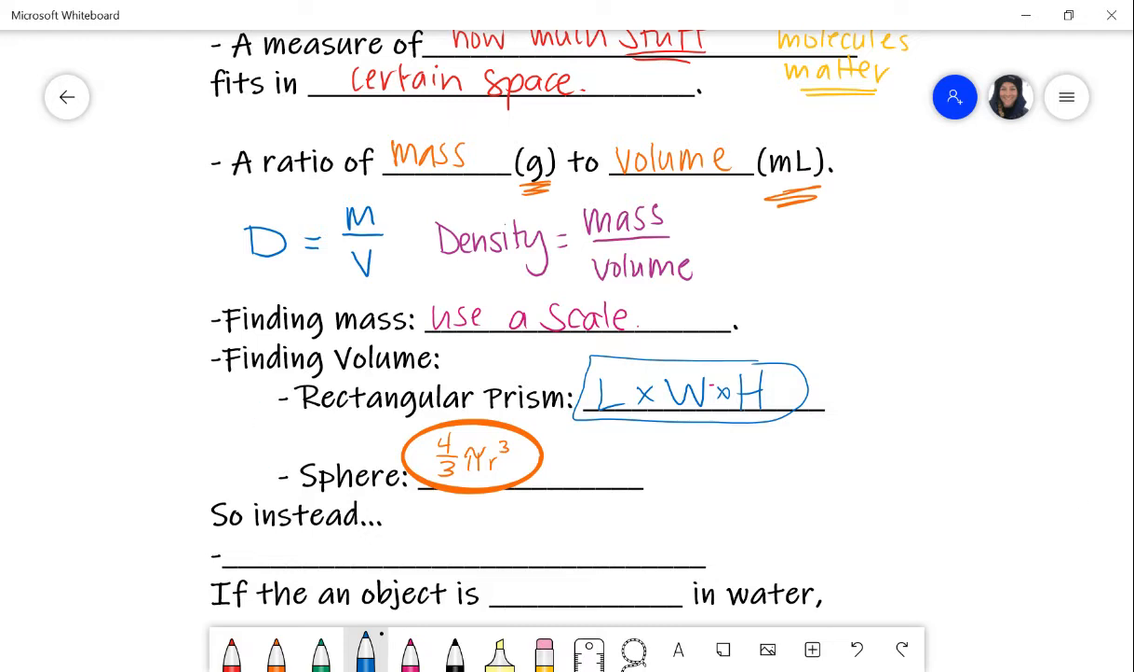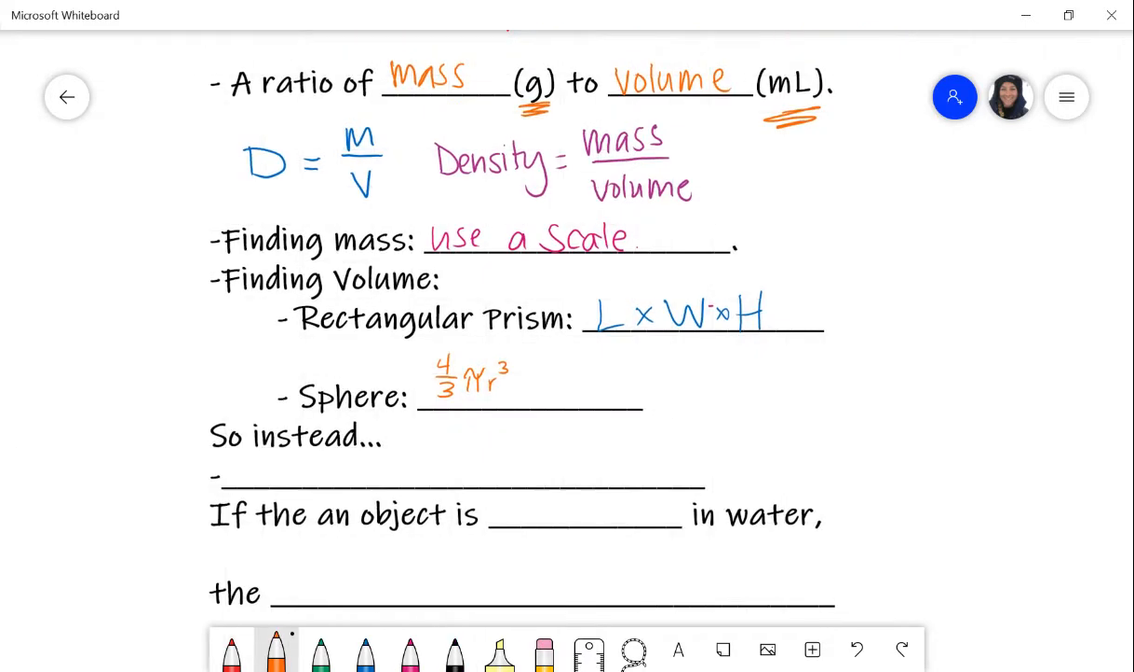There are even volume formulas for all kinds of things that we're not going to bother with at all. So instead, we're going to use what's called the water displacement method. And we'll practice this in class. This is called the water displacement method.